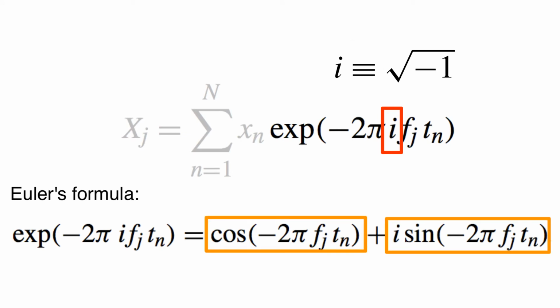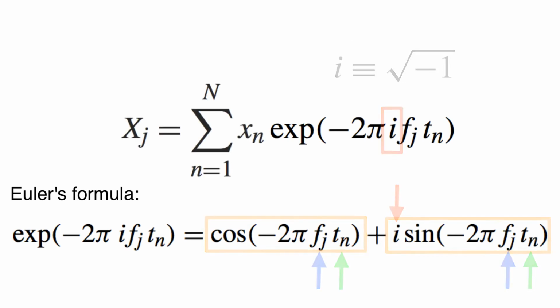which relates our complex exponential to a sum of cosine and sine functions. Notice that the i now appears multiplying the sine term, and not inside of the arguments of either sinusoid. Both sinusoids operate on the product of 2 pi and the two terms, the frequency, f sub j, and the time, t sub n.